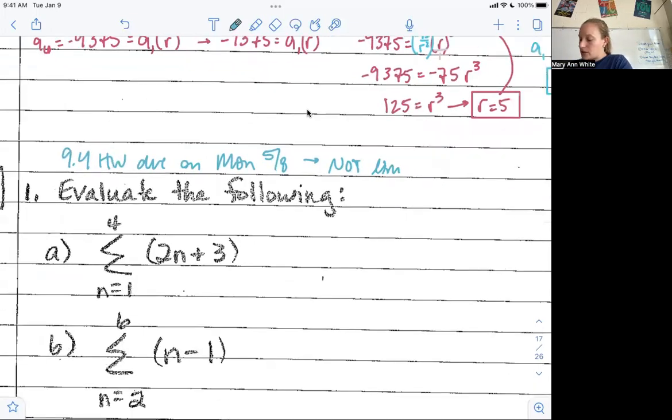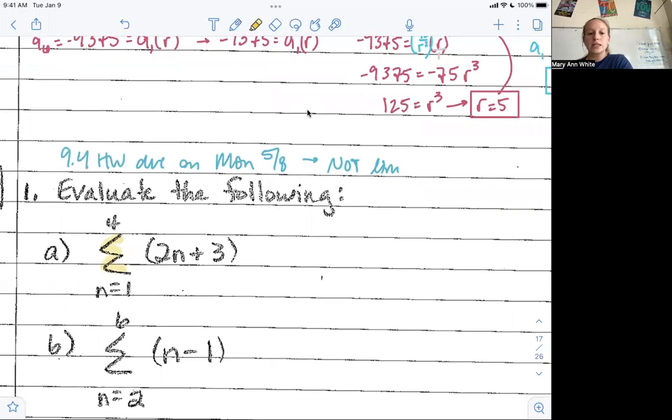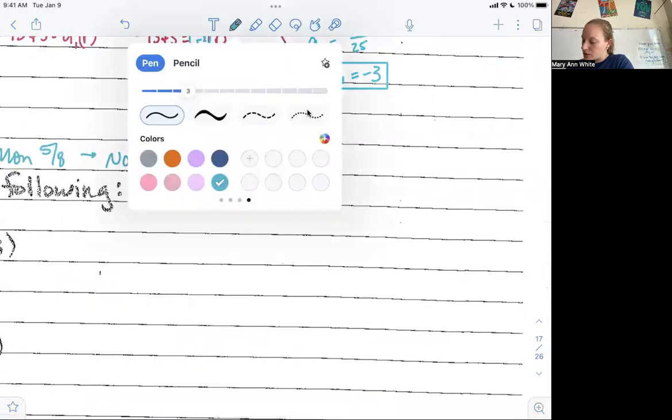So first thing you might notice is that this is not a normal notation for us. We've got this kind of funny symbol. We've got numbers and letters above and below. This is what we call summation notation.